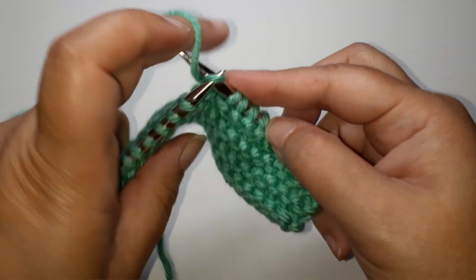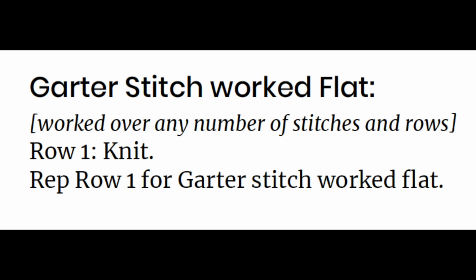All you're doing is knitting if you're knitting it flat. This is what the written instructions would look like if you're going to work this flat. Row 1, knit, and then you just continue to repeat that row as many times as you need.